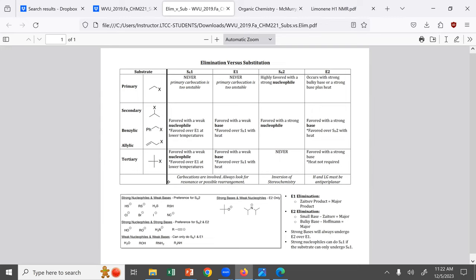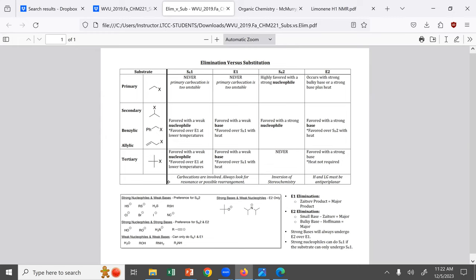If you know what everything on this page means, this is pretty much everything you need for the test, really. You still have to know what SN1, E1, SN2, E2 are going to do. But this has all of those wrinkles. How do I decide which mechanism to go for? And what do I need to remember about them?